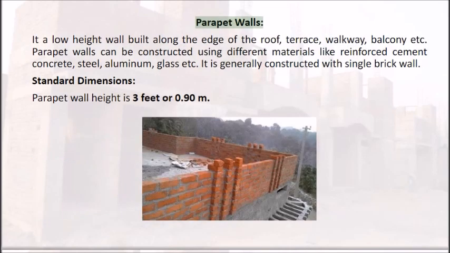Parapet walls. It is a low height wall built along the edge of the roof, terrace, walkway, balcony, etc. Parapet walls can be constructed using different materials like reinforced cement concrete, steel, aluminum, glass, etc. It is generally constructed with a single brick wall. Standard dimensions. Parapet wall height is 3 feet or 0.90 m.